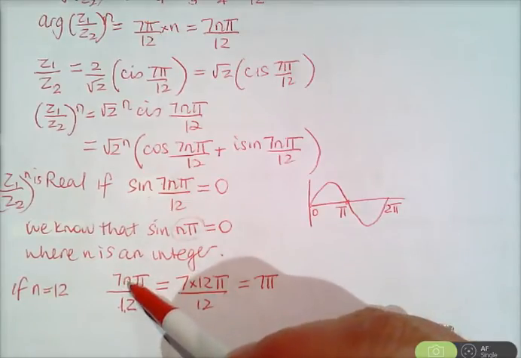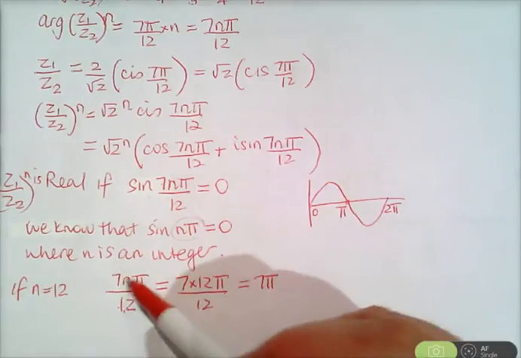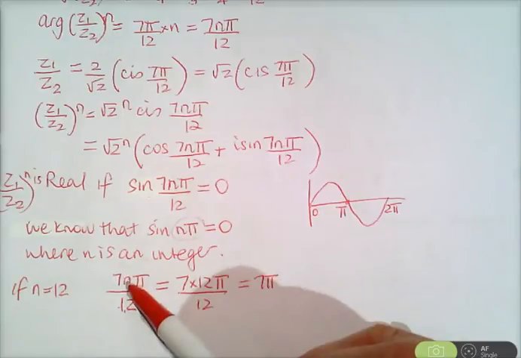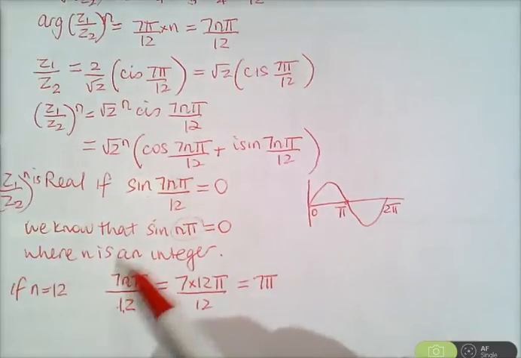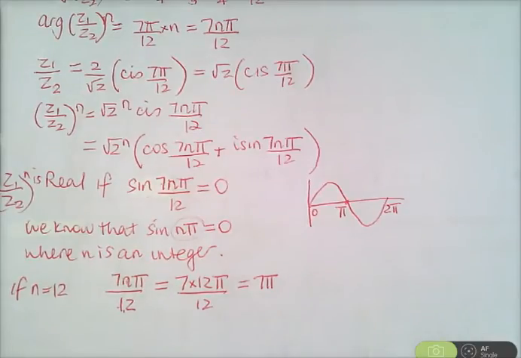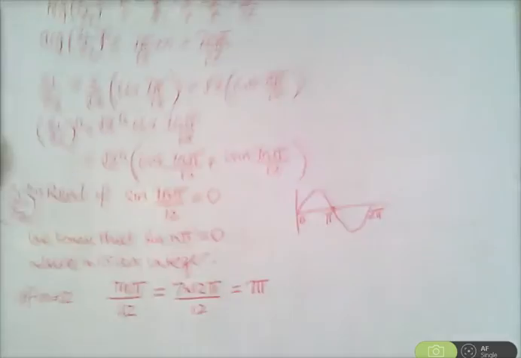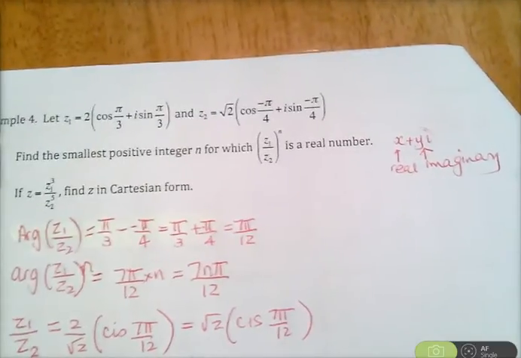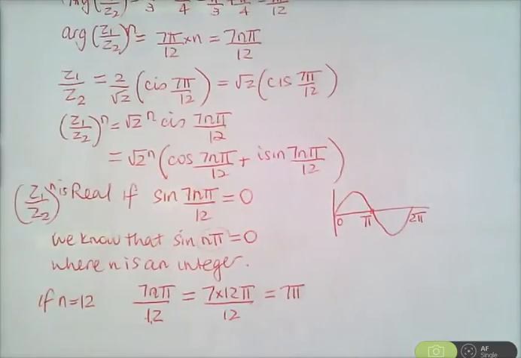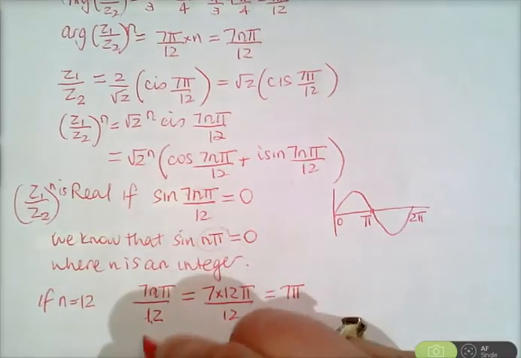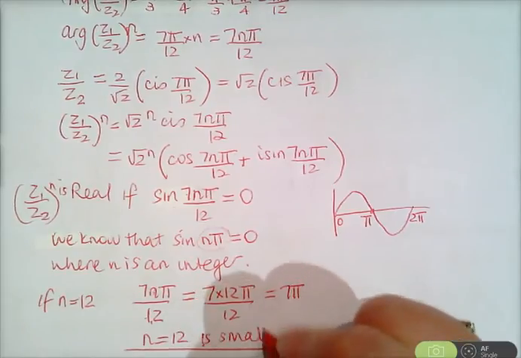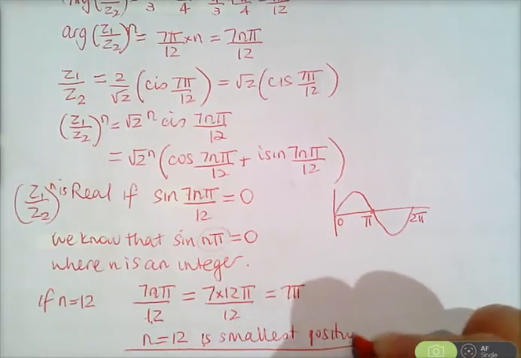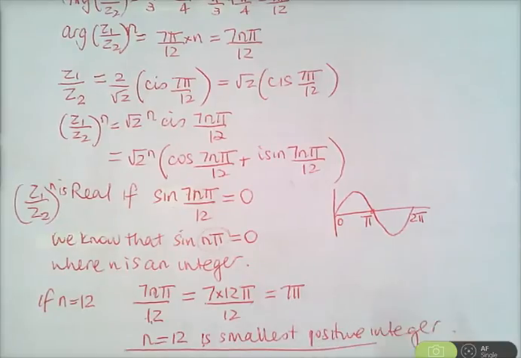The next one will be when n is 24, and then n is 36 will give us the next one. Or you could go back in the negative direction and get negative 12, if we want to look at the other direction. But we were told that we had to find the smallest positive integer n for which that is a real number. And so therefore, n equals 12 will be the answer to that, the smallest positive integer for which that expression there is real.